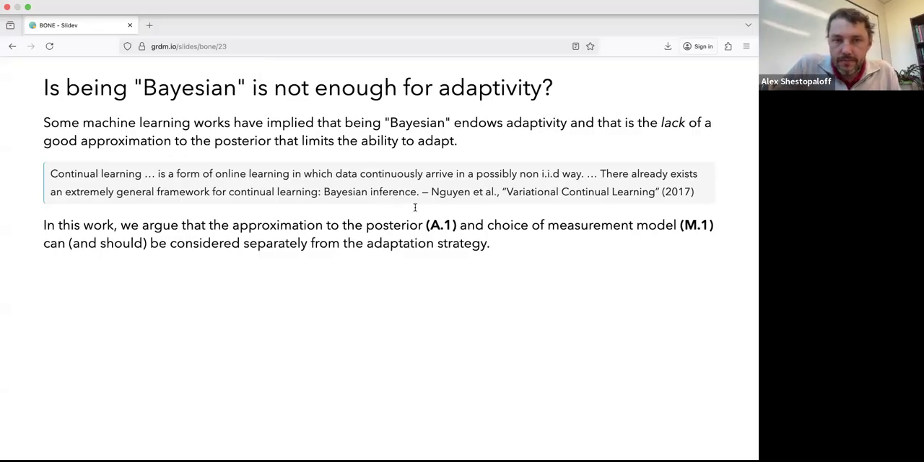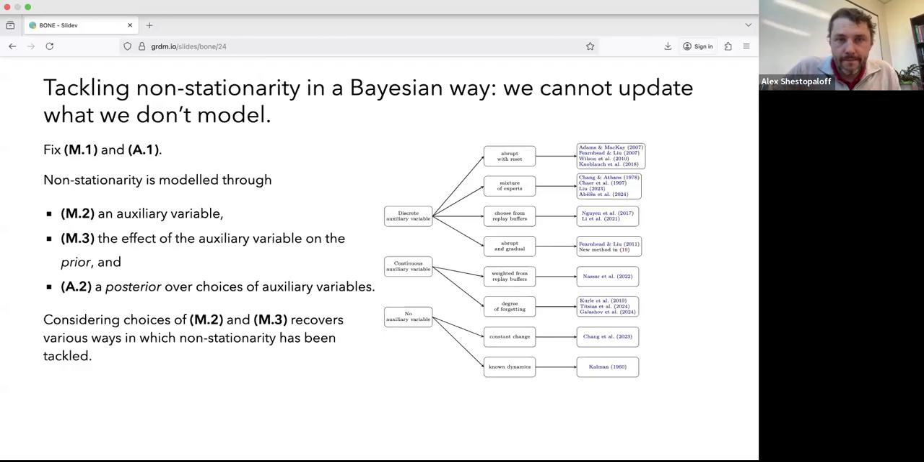Okay, so pausing for a second, we say that approximating the posterior and choosing the measurement model should be viewed separately from the adaptation strategy that we use. And so on one hand, we have the approximation, and that's fairly clear. And on the other hand, we have the measurement model, which is also fairly clear. But the actual adaptation strategy of fitting this posterior and this measurement model to this non-stationary data stream is something that should be considered separately, or arguably.